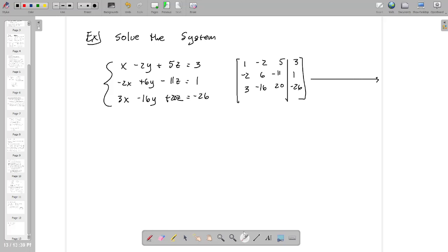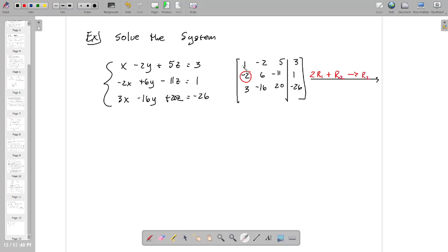Now the first step is to get zeros here and here. That's what I want to do. So the question is, how do I get a 0 here and how do I get a 0 here? Let's start with a 0 at the negative 2 slot. We'll do 2 times row 1 plus row 2, and we replace row 2.